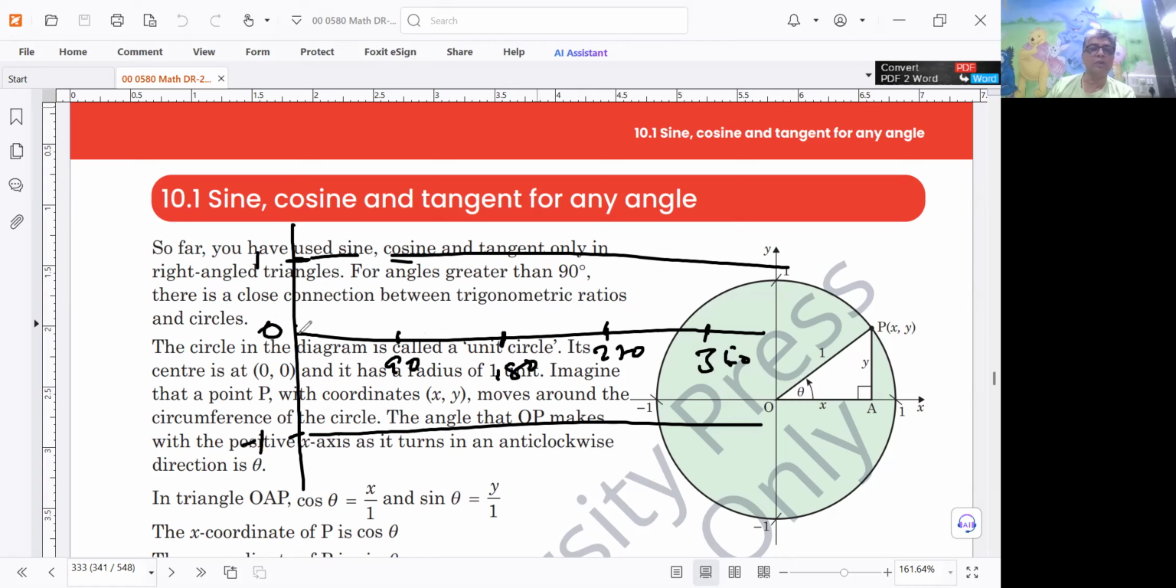So it starts from 0, peaks at 90, then comes to 180, again 0, then goes to 270, again -1, and continues. It completes one oscillation in this, and it will continue like this. This is your sine.